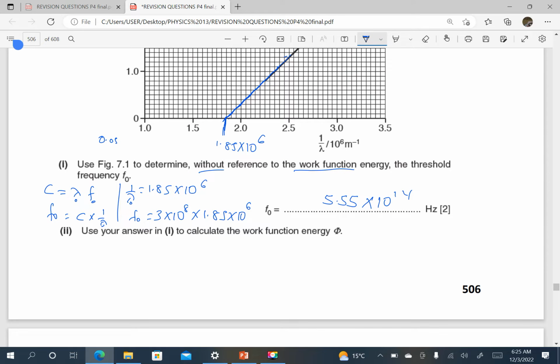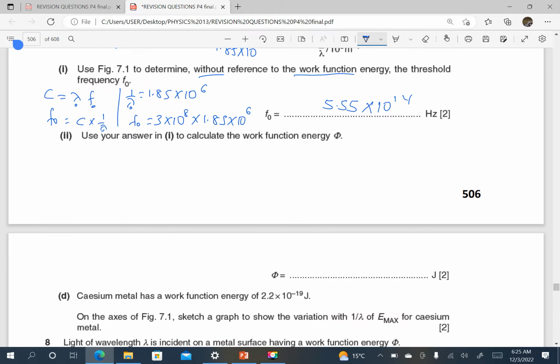Use your answer in Roman 1 to calculate the work function phi. Now it becomes easy to find the work function because we know that work function is going to be equal to h times the threshold frequency, and we have the threshold frequency there, so we shall simply say 6.63 times 10 power negative 34, that is the Planck constant, then times 5.55 times 10 power 14.